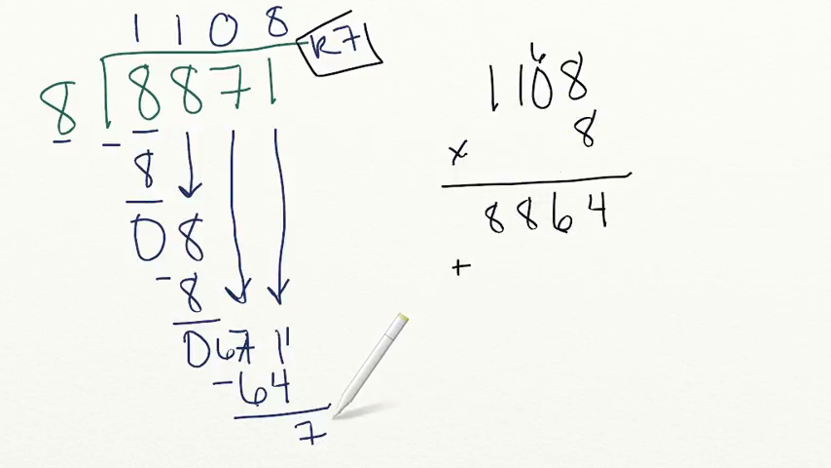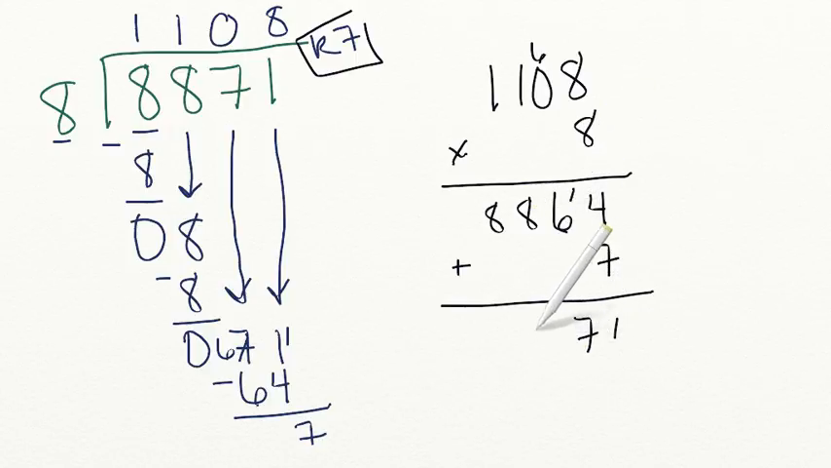And now we have to add on our remainder, which is 7. 7 plus 4 equals 11. 6 plus 1 equals 7. And then we bring down our remaining place values, which are 8s. So we have 8,871, which is also our dividend. So that means that we completed this problem correctly.